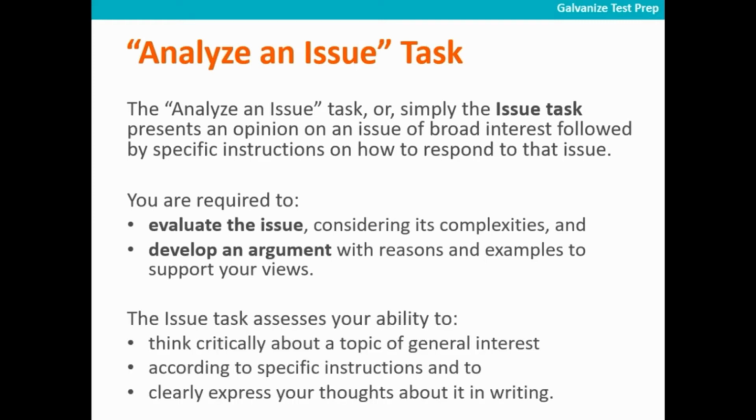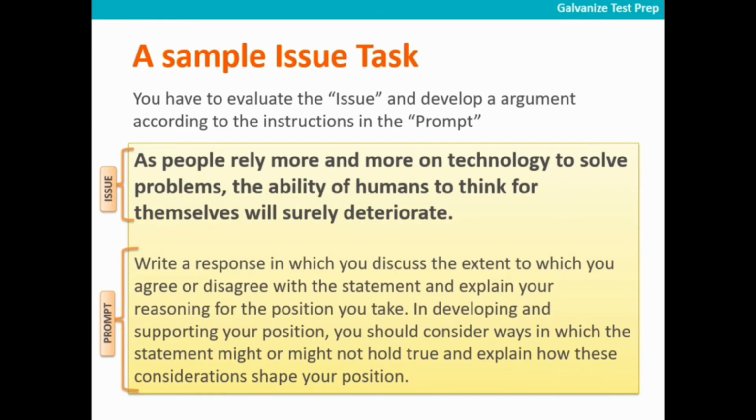Now the issue task is here to assess whether you can think critically about this topic. This topic, like I said, is going to be a very general topic, and you'll have very specific instructions. So you need to express these in your writing very clearly. I'm giving you a sample here just to get an idea. You have to evaluate the issue, the thing in bold, and you have to follow the prompt, the instructions in how you write your essay. The issue here is, as people rely more and more on technology to solve problems, the ability of humans to think for themselves will surely deteriorate. So you see how it has a very strong opinion stated.